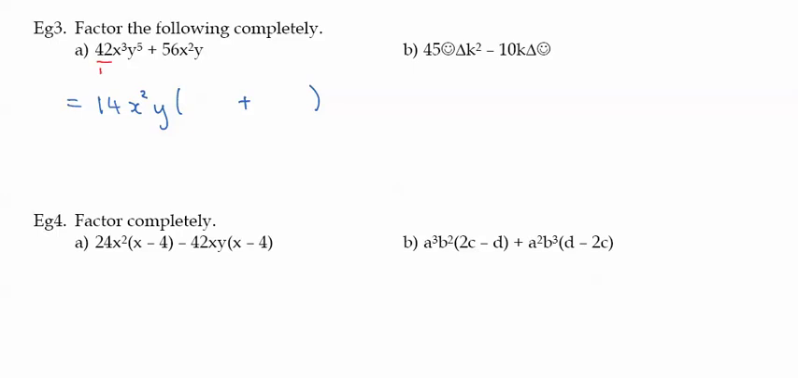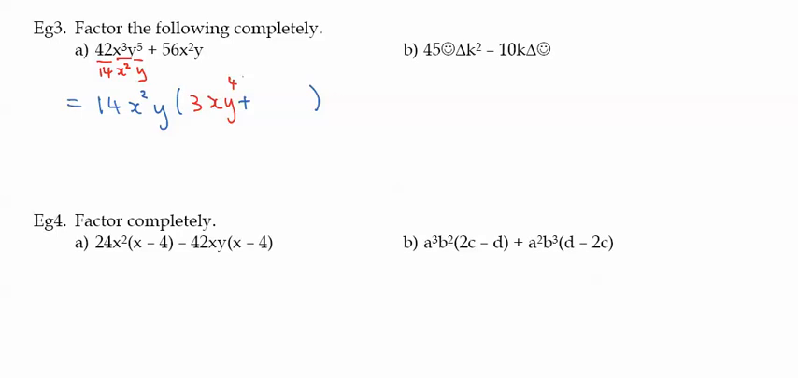Once you decide to take out the 14 from 42, what else do you get? 3 times. And once you take out the x squared from x cubed, you get x. What if you take out the y? Y to the power of 4. So you go one step at a time.